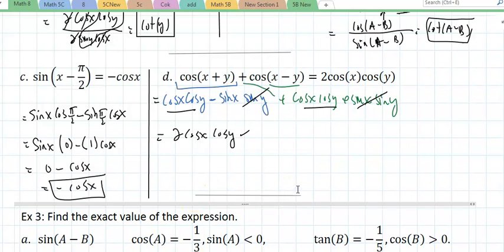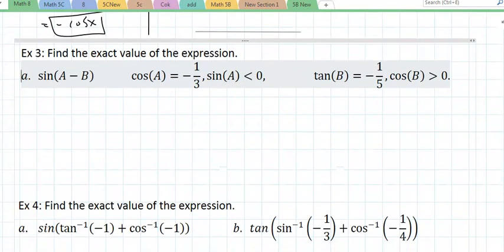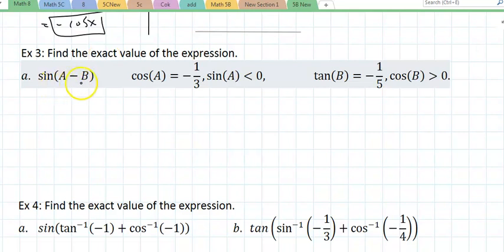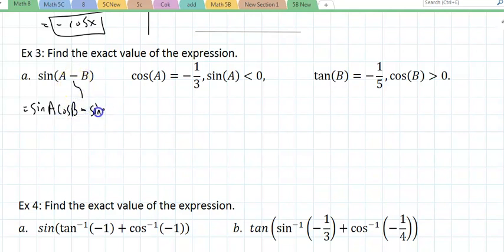Now the last aspect of this section, and that's tell me what the sine of A minus B is. Well, I know that's the sine of A cosine of B minus sine of B cosine of A. So I need those four values.